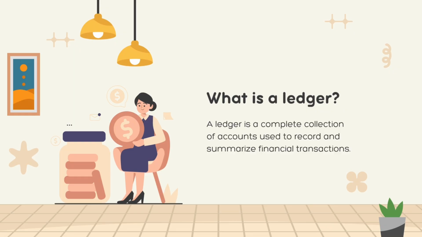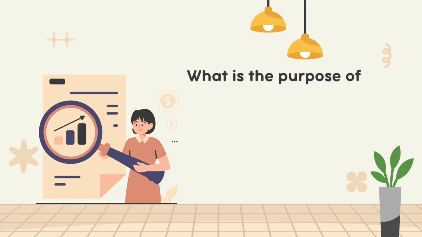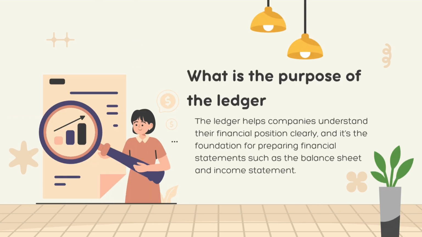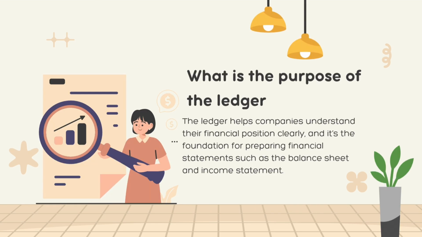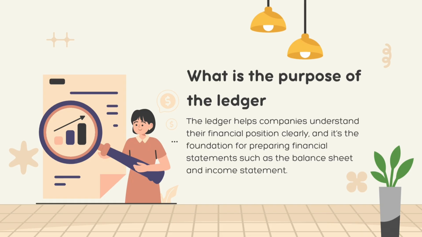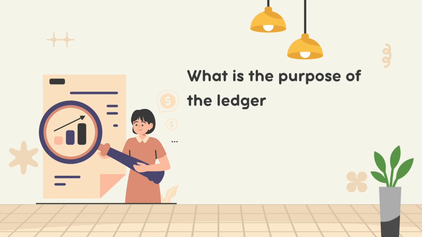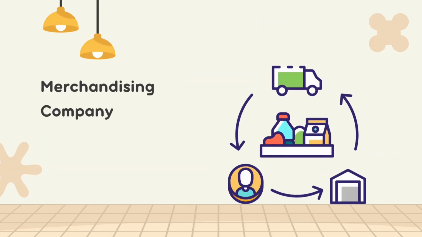On the left side we have debits, and on the right side we have credits. Then what is the purpose of the ledger? The ledger helps companies understand their financial position clearly, and it's the foundation for preparing financial statements such as the balance sheet and income statement. Now, let's look at the context of a merchandising company.